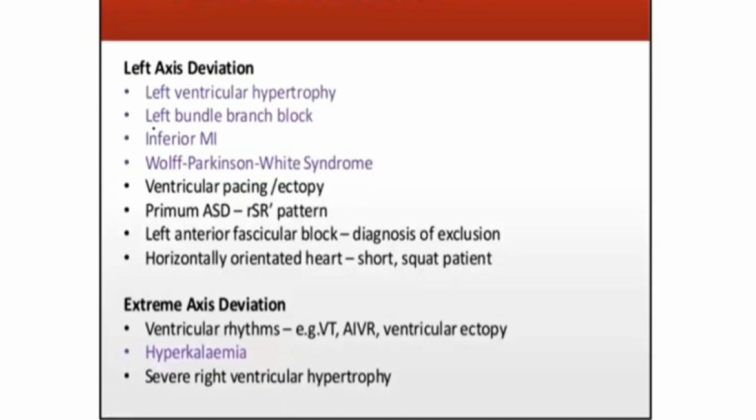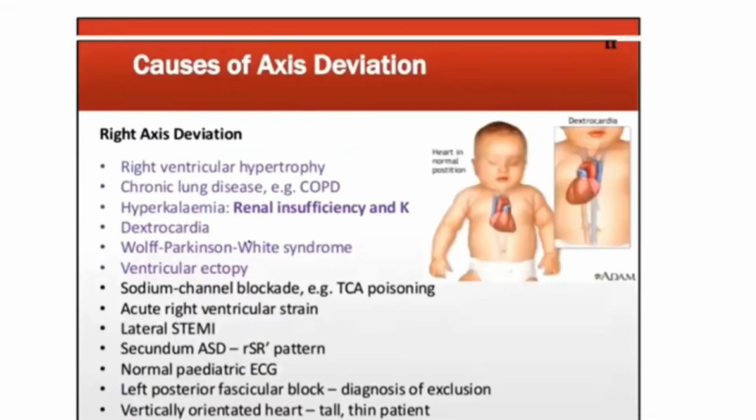Extreme axis deviation is seen in ventricular arrhythmias like ventricular tachycardia, AIVR, ventricular ectopy, hyperkalemia, or right ventricular hypertrophy. Similarly, causes of right axis deviation are right ventricular hypertrophy, chronic lung disease, COPD. In COPD, the heart becomes tubular. Hyperkalemia, renal insufficiency, dextrocardia, Wolff-Parkinson-White syndrome, ventricular ectopy, and many more causes which you can remember.